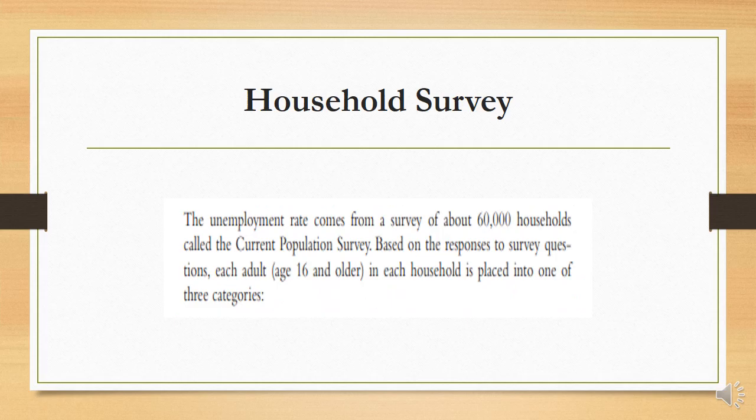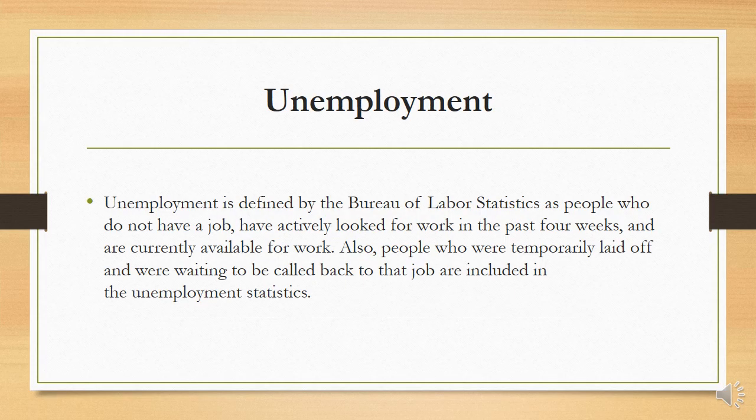What is the household survey? The unemployment rate comes from a survey of about 60,000 households called the Current Population Survey, based on the responses to survey questionnaires. Each adult age 16 and older in each household is placed into one of three categories. These categories are employed, unemployed, and not in labor force.